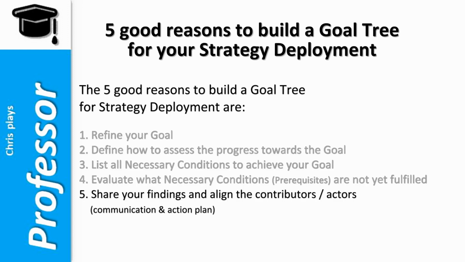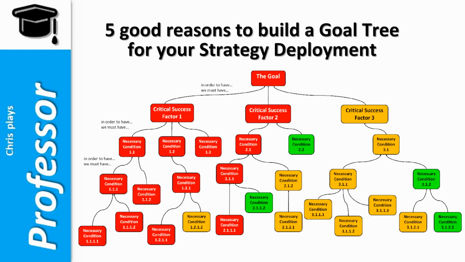Reason number 5, share your findings and align the contributors. A goal tree is several tools in one. It's a great communication tool. It shows the whole structure of the necessary conditions to achieve the goal and the status of these necessary conditions. It becomes clear to every stakeholder what must be achieved to achieve the goal, and in what order.